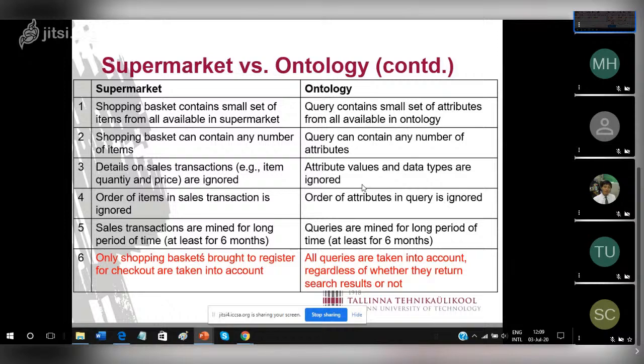We also ignore attribute values and data types in a query. We ignore the order of attributes in the query, and we also assume that queries are mined for a long period of time, at least 6 months. One assumption will be broken in an ontology. In a supermarket, it is assumed that only baskets brought to the register for checkout are taken into account, so the customer should pay for those baskets. But in an ontology, we take into account all queries, regardless of whether they return search results or not.